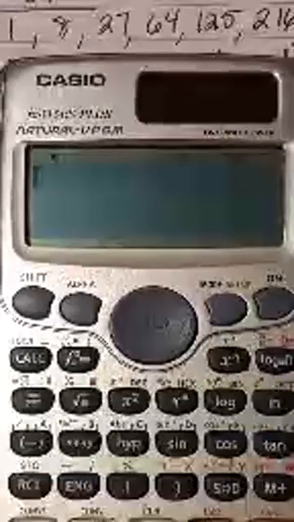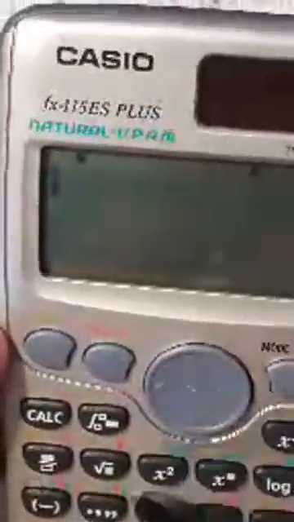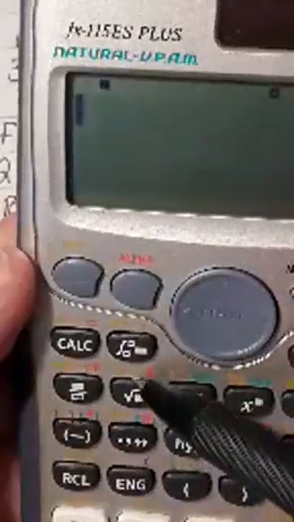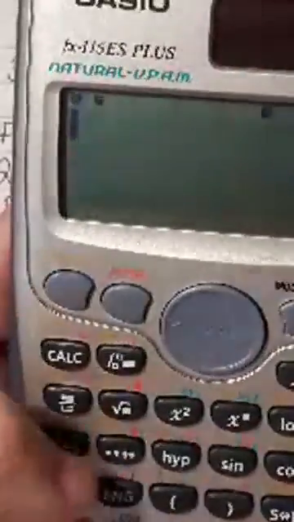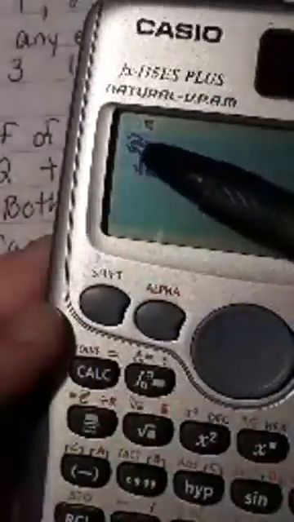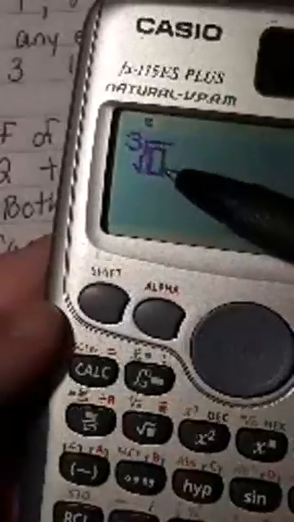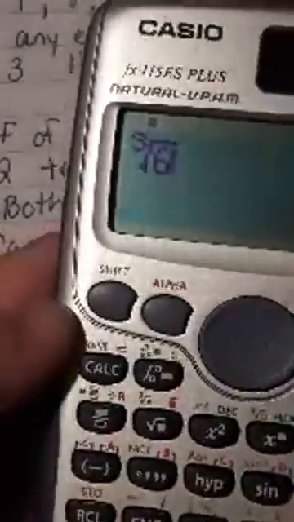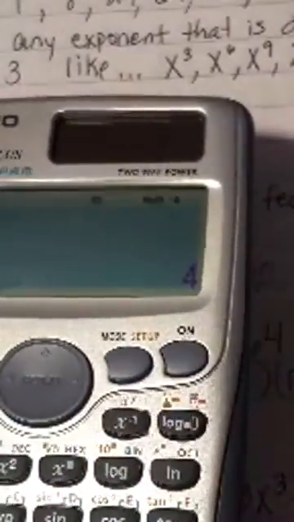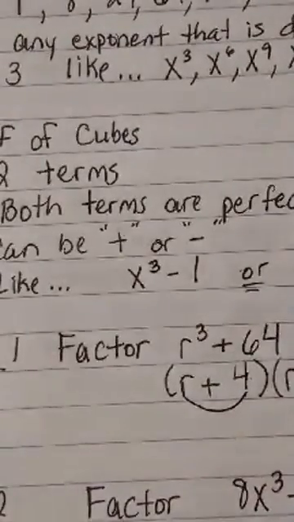Let's say you didn't know what the cube root of 64 was. On this calculator, on the square root key, if you hit shift, there's a cube root. Do you see that? It comes up with a little 3 index right here. That means cube root, and then you can just put your 64 in, hit equals, and it gives you 4.